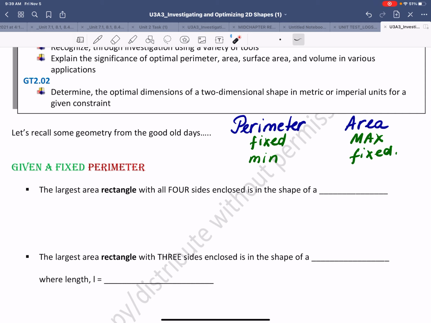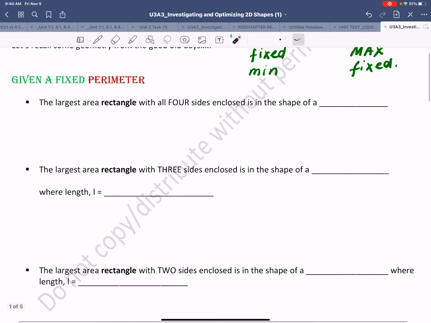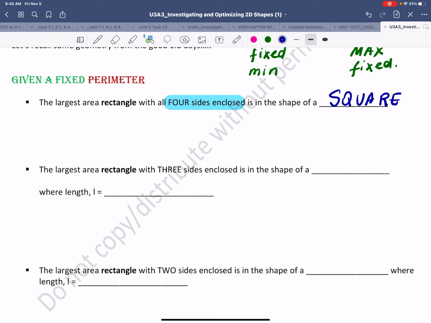Now, this is not a new problem for you, because it's something that we have discussed earlier in grade 9. So we're going to go over and summarize all the findings from grade 9. So first, if we're given a fixed perimeter, the largest area rectangle with all 4 sides enclosed will be in the shape of a square. Which means that it will be a rectangle where length and width are equal.